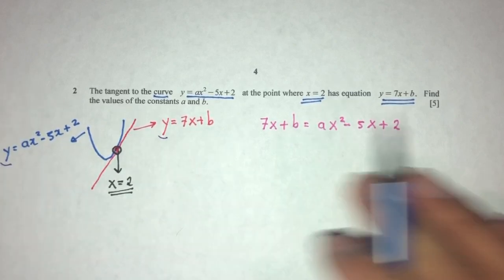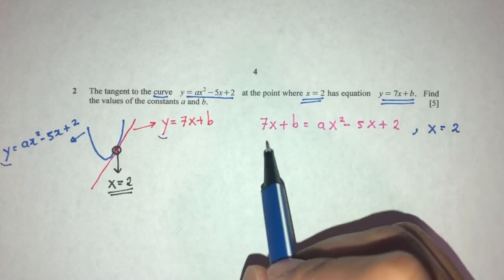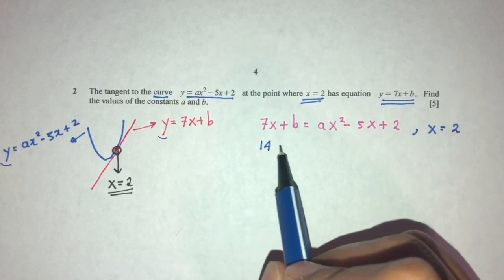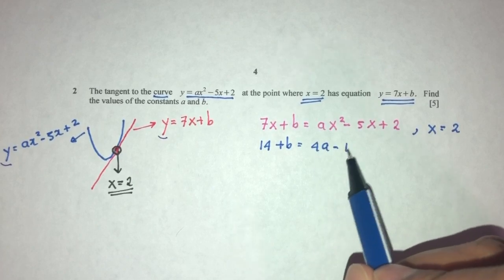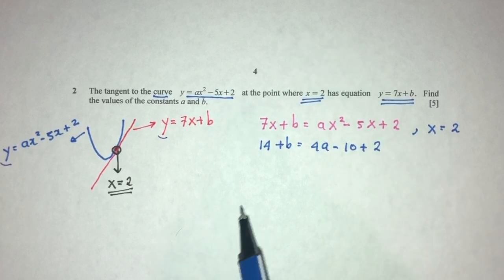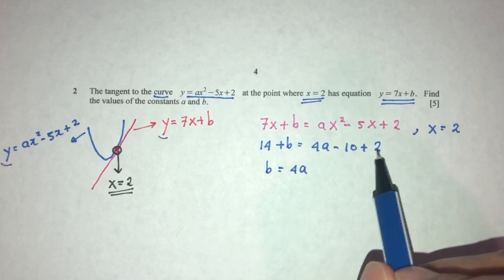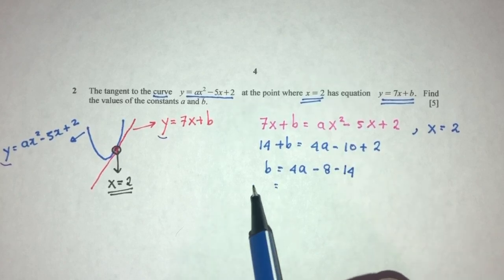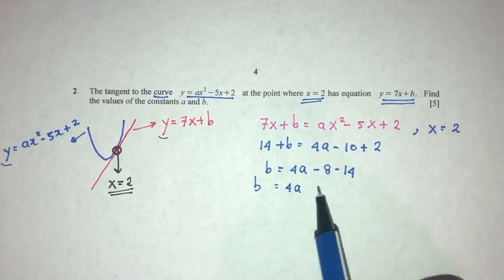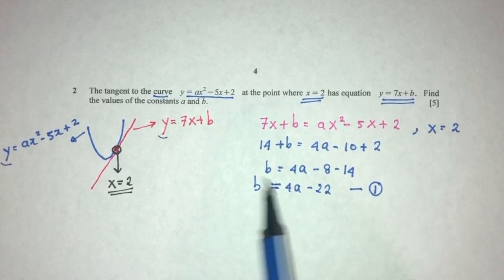Now this happens when x is the value of 2. So replace, you will have 14 here plus b, that will be 4a minus 10 plus 2. So rearrange, you will have b is equal to 4a, that should become the value of minus 8 minus 14. That should be b is 4a minus 22. My equation number 1. Okay.